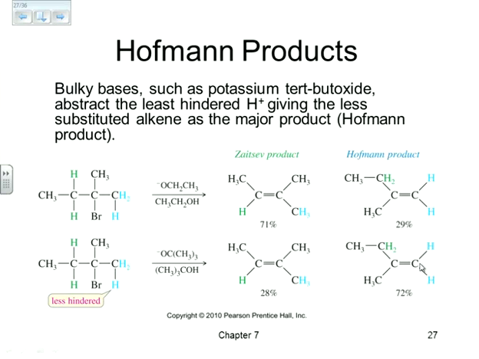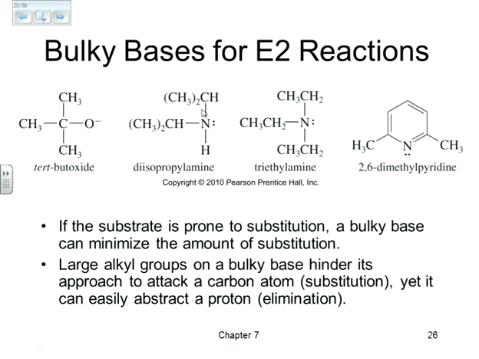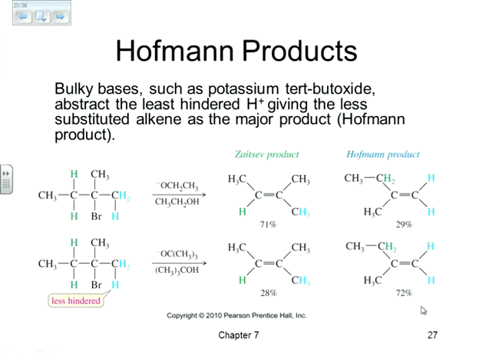Now, the bulkier the base, the even more likely you're going to make it. So if I put one of the really giant ones, maybe something like this or this in there, this might go up to like 92%. Okay, so the larger you make your base, the more it's going to favor the Hofmann. Anyway, so that's why you have it.